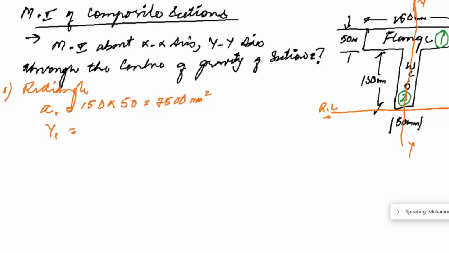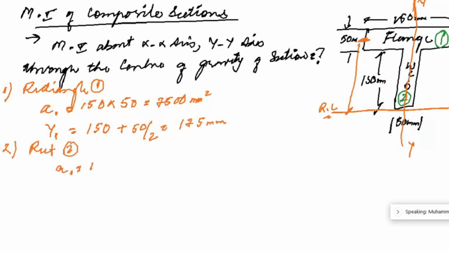And then rectangle 2. Again, area 2 will be equal to 150 cross 50, that is equal to 7,500 mm square. And then we have y2, the center of gravity. It will be from the reference line, which is 150 divided by 2. How much is that? 75 mm. Okay, this is with regard to each of rectangle 1 and rectangle 2.